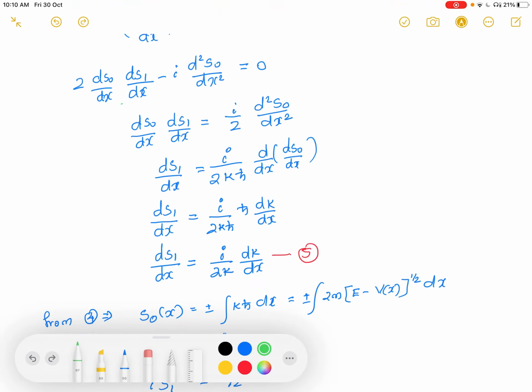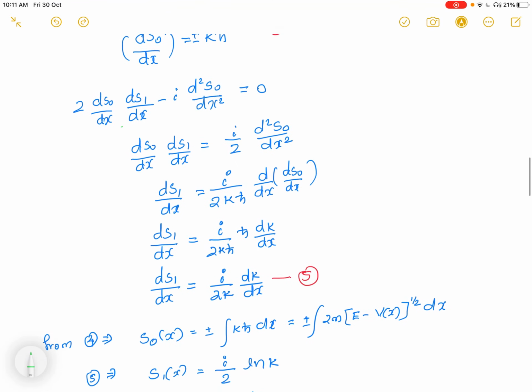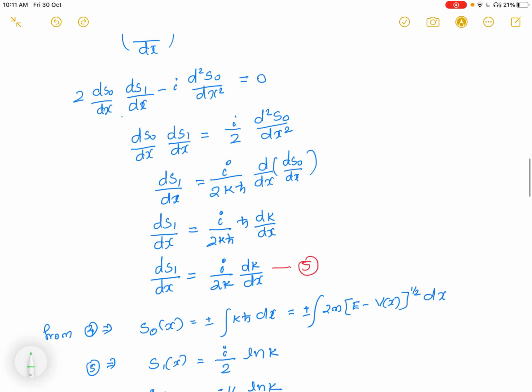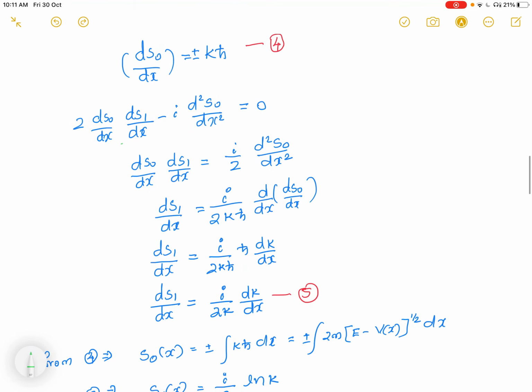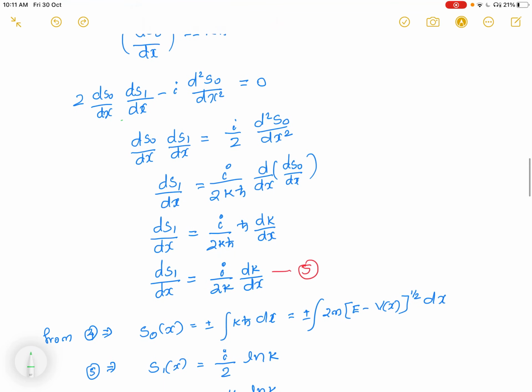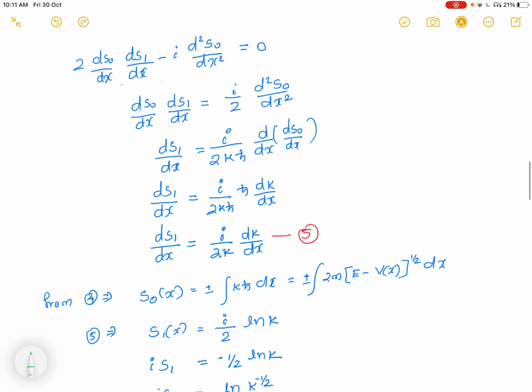So from this I get this ds1 by dx also. And from equation number 4 I get ds0 by dx. Using equation number 4 I get the answer for s0. s0 is nothing but the integration of k h cut dx. So k we know is root of 2m by h cut square into e minus v of x, because k square is equal to 2m by h cut square into e minus v. So here h cut is there, so that way the integration is root of 2m into e minus v of x dx.